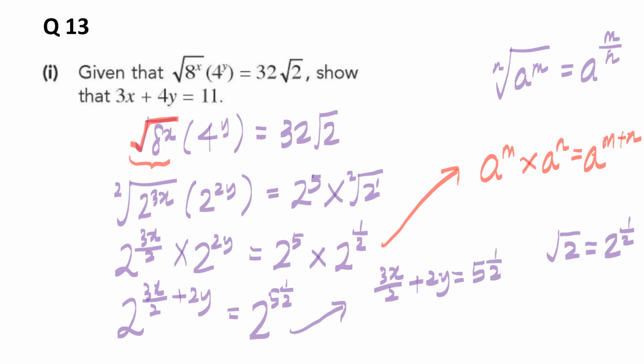I'm going to teach you a simple trick here. All we need to do is multiply every term with the number 2. So that will give us 3x, because 3x over 2 times 2 gives us 3x only. 2y times 2 will be 4y. For this one you can easily use a calculator to work it out. If not, it's just 11 over 2 times 2, that gives you 11.